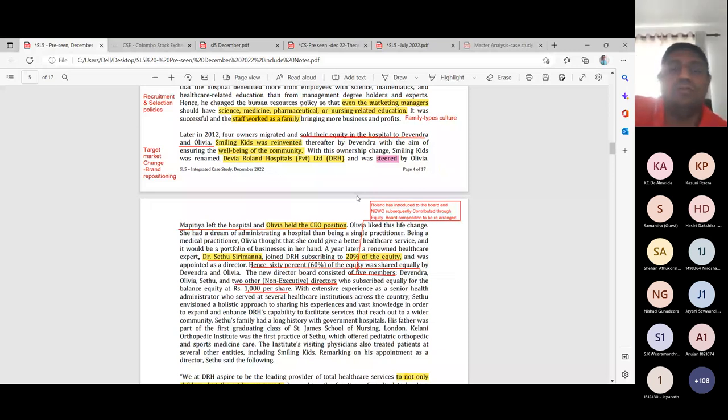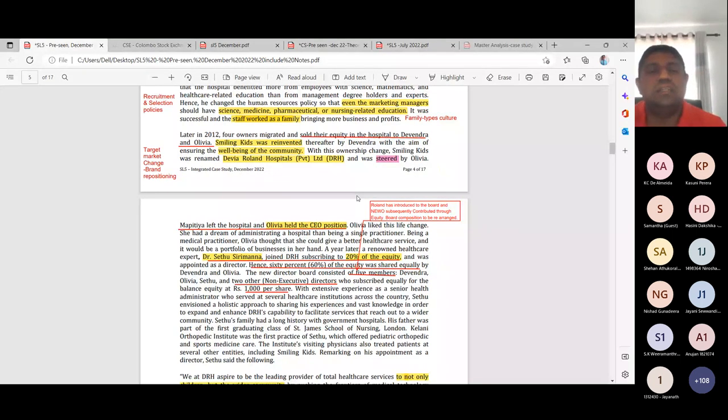Olivia also comes into the scene now. Initially, Devendra was the only one involved in the business. Probably Olivia has also purchased some shares. Smiling Kid was reinvented thereafter by Devendra with the aim of ensuring the well-being of the community. Reinvented: the positioning change, brand repositioning.